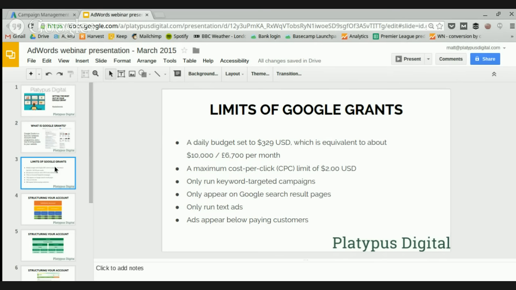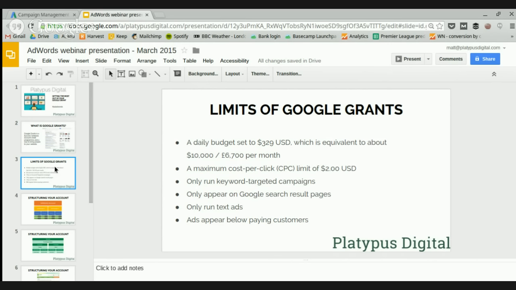You can only run keyword targeted campaigns if you are a non-profit. And that means that you can only target people based on the terms that they search. Google has another advertising platform as part of AdWords called the Display Network, which is a way of advertising graphics-based ads. So that's images that you find on third-party websites, also known as banner ads. And you can target those people by demographics, by age, by interest. Within the Google Grants platform, though, you can only target people by what they're searching. So that's keyword targeted campaigns.